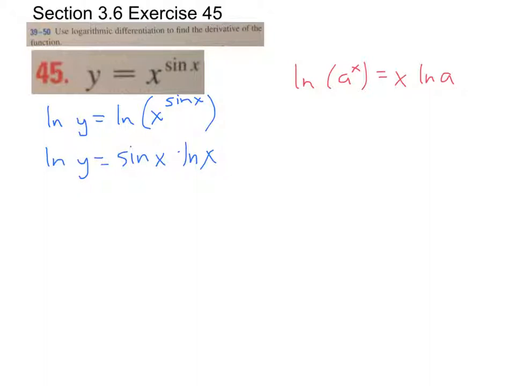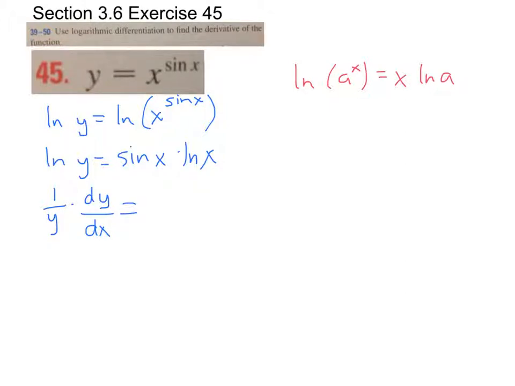And now that we have those functions separated, we're going to take the derivative of both sides. So the derivative of the left side, the derivative of the natural log, is 1 over whatever's inside the natural log. And since we're taking the derivative with respect to x, we have to treat this like we're using the chain rule, times dy dx.